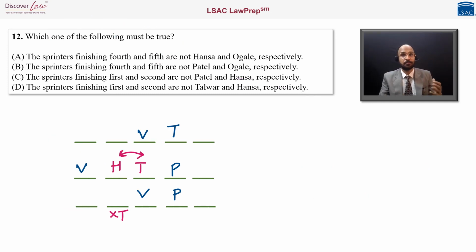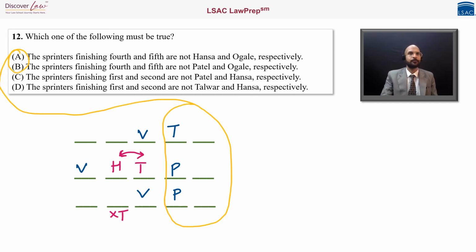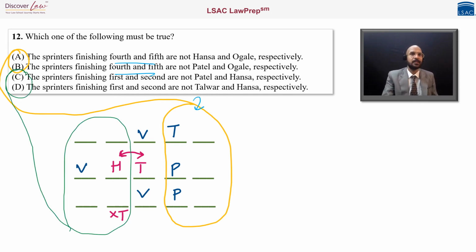Alright, another must be true question. Pause the video, try solving the question by yourself before you look at the solutions. Alright, look at the first 2 options A and B. They talk about the positions 4 and 5, right? Look at the next 2 options, options C and D. They talk about the positions 1 and 2.